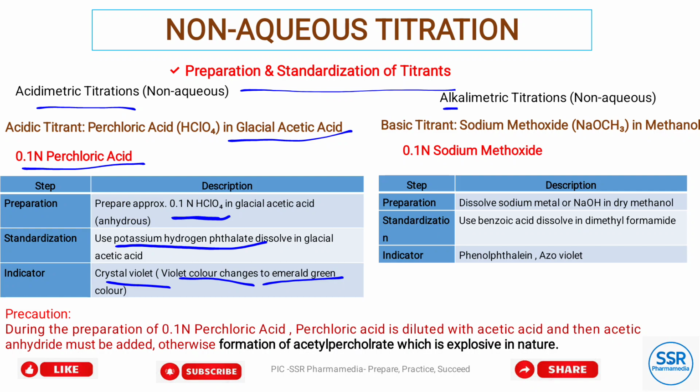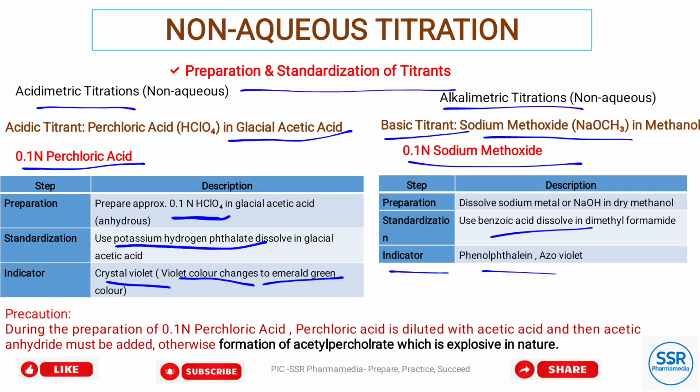And in the alkalimetric titration, the base titrant is sodium methoxide in methanol. 0.1N sodium methoxide is prepared, and benzoic acid in dimethyl formamide solution is used for standardizing the 0.1N sodium methoxide, and the indicator azo violet or phenolphthalein is used.